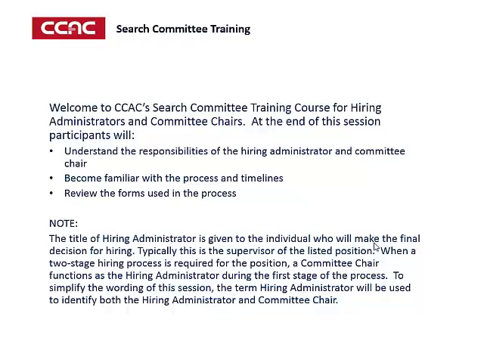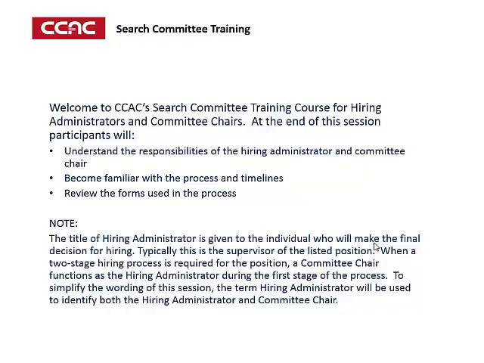At the end of this session, the participants will understand the responsibilities of the hiring administrator and/or the committee chair, become familiar with the processes and timelines, and also review the forms that are used in the process.